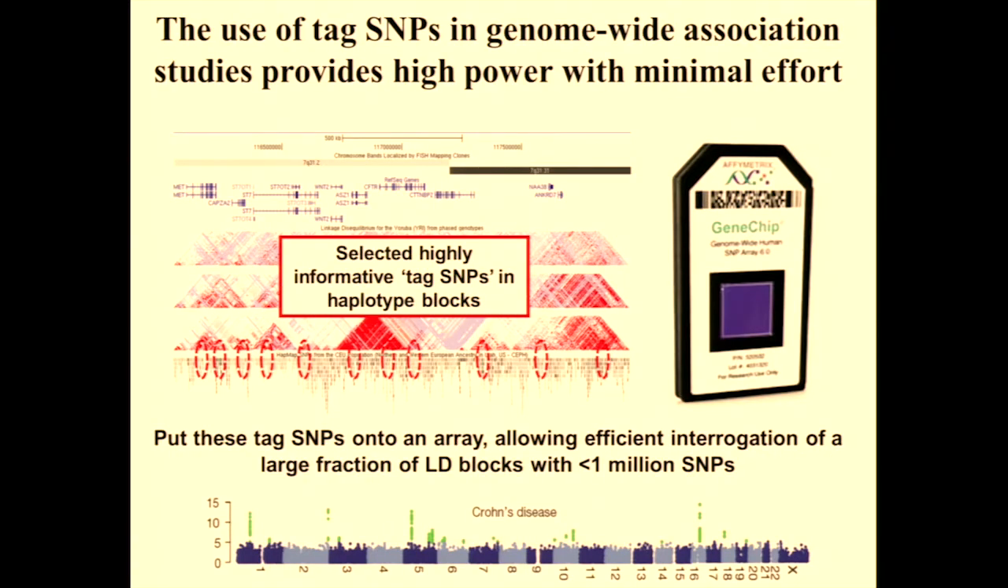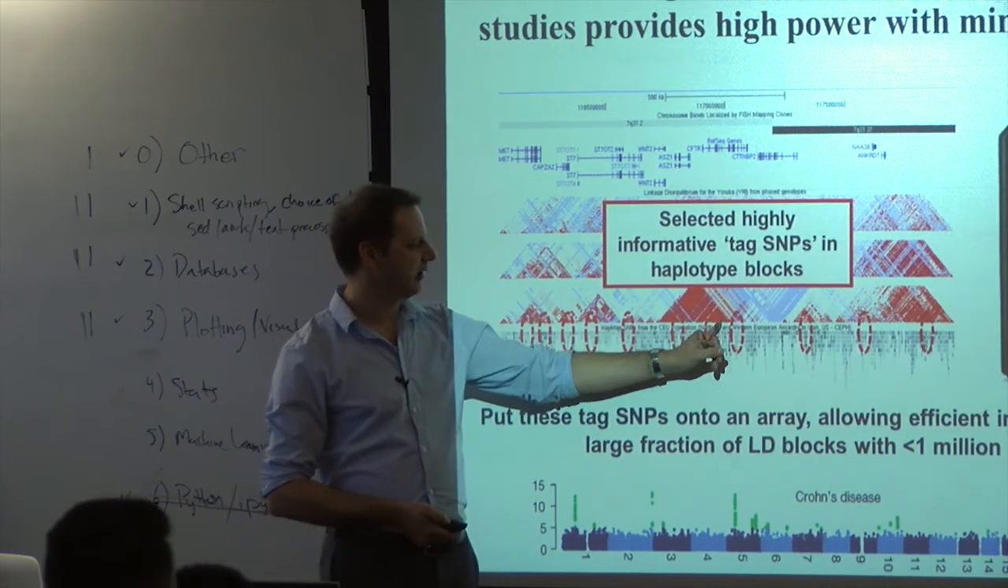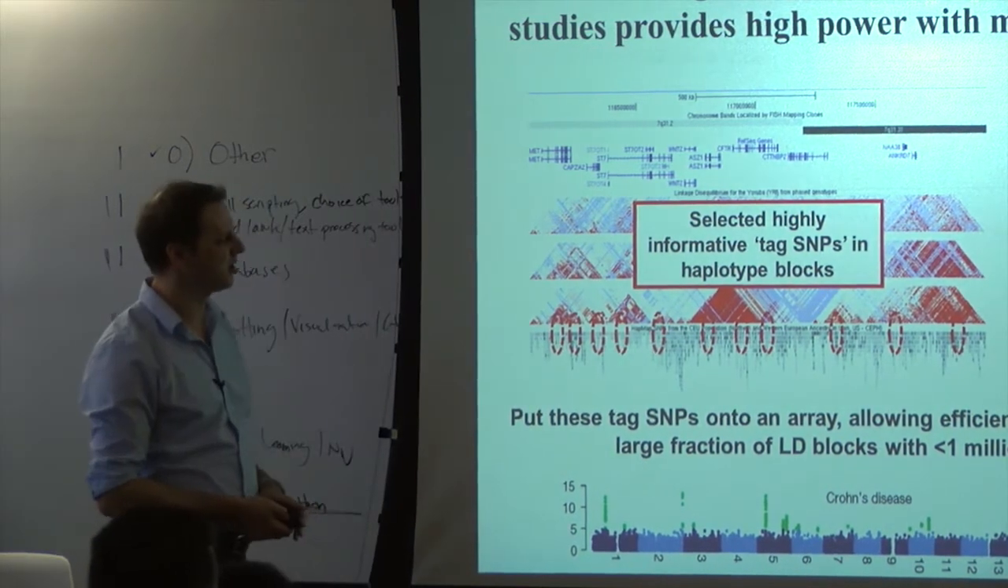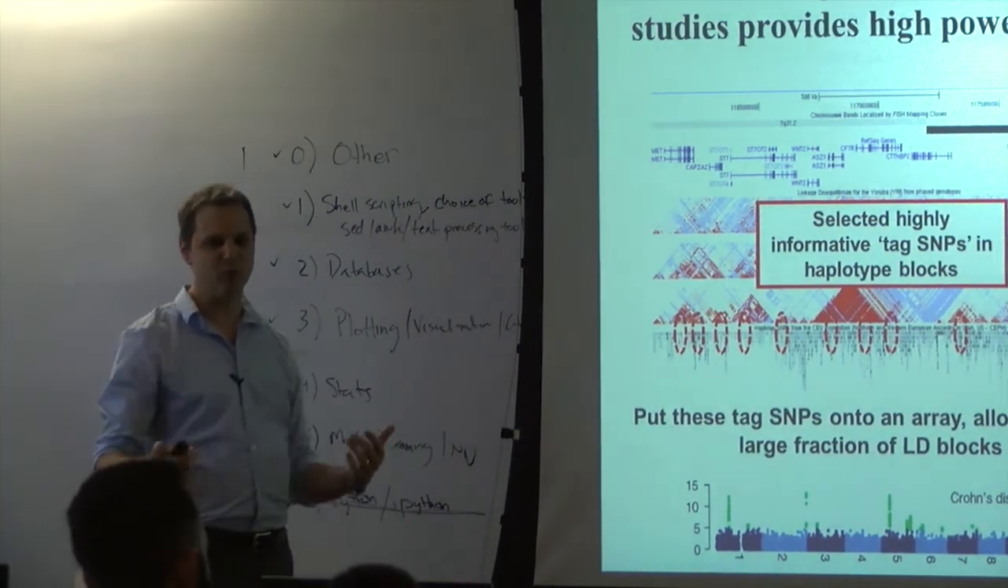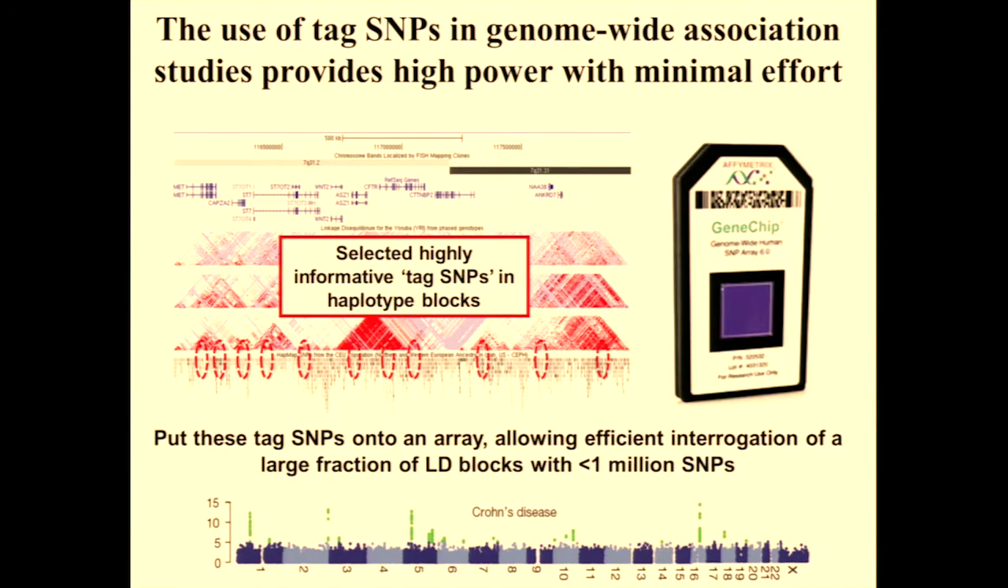So they basically just select what are called tag SNPs, or SNPs that have high predictive power located within each different LD block, and then you basically can impute, predict the other genetic variants within those same LD blocks based on the genotypes of those key tag SNPs. And I'd say that's basically what's allowed large-scale GWAS to be done.